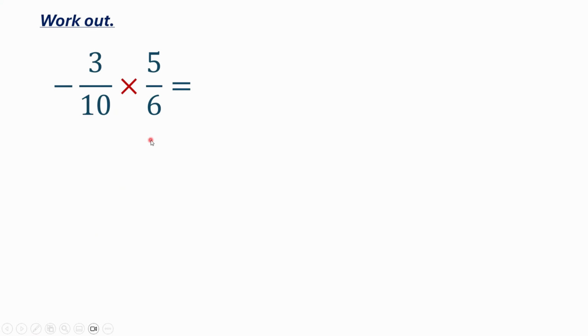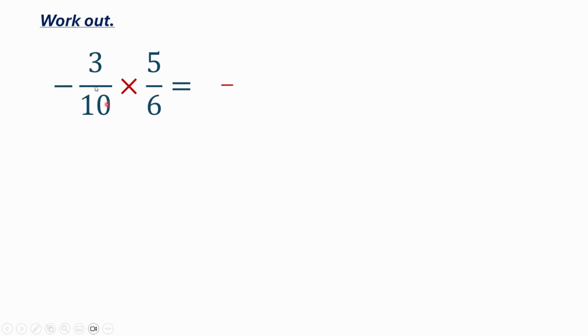The first step, I will check the signs for the two fractions. The first fraction, -3/10, is negative. The second fraction, 5/6, is positive. So my answer will be negative, because when multiplying a negative number and a positive number, your answer is negative. Put the negative sign here before you start your problem in order not to forget it at the end.